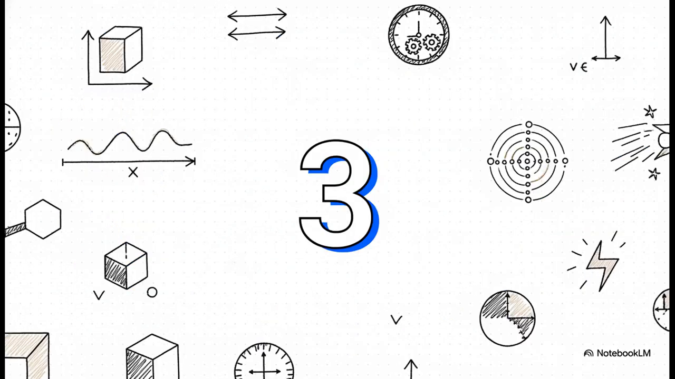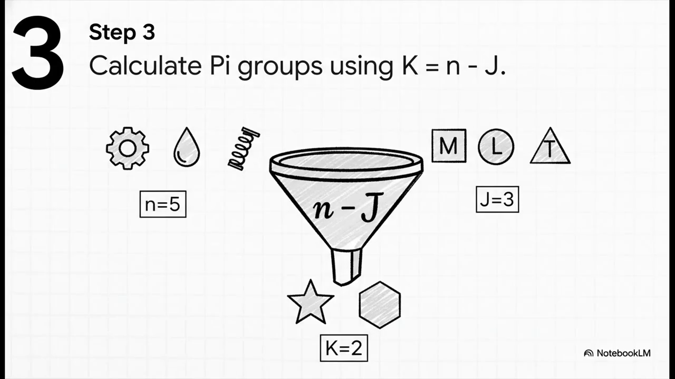So, because every single one of our variables is built from just mass, length, and time, our number of fundamental dimensions, j, is 3. All right, step 3. This is where we get to the core of the theorem. It's time to plug our numbers into that simple formula, k equals n minus j, and see just how much we can simplify this problem.